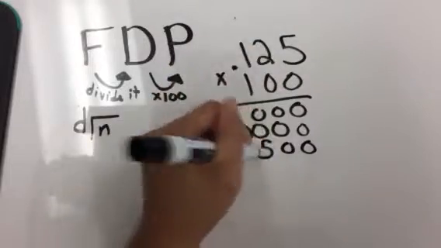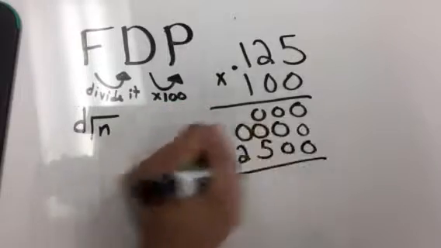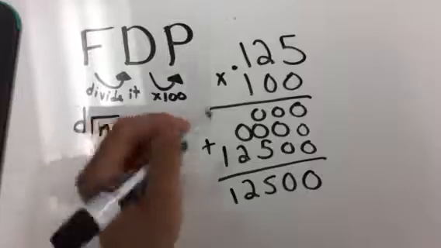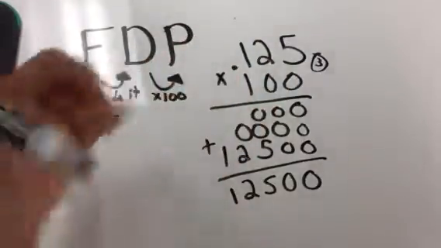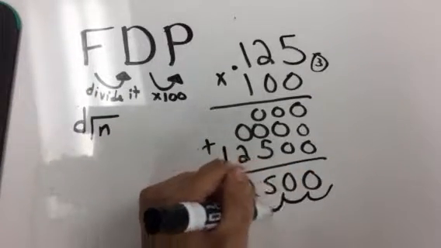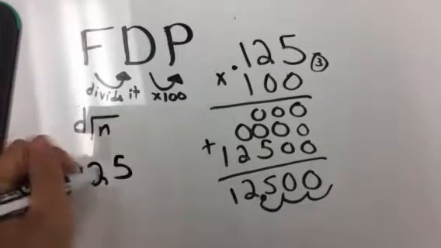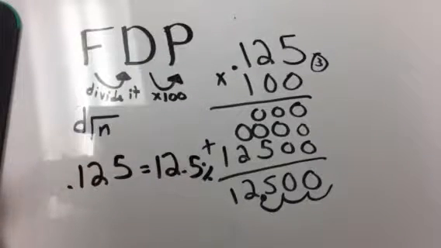And then we have 1 times 5, which is 5, 1 times 2, which is 2, 1 times 1, which is 1. If I add that together, I have this, and I need to move my decimal 3 places to the left. So I'm going to move it 1, 2, 3. And that's how I know that 125 thousandths is equal to 12.5%. Pretty straightforward, not too much complications here. It's just standard multiplying by 100.